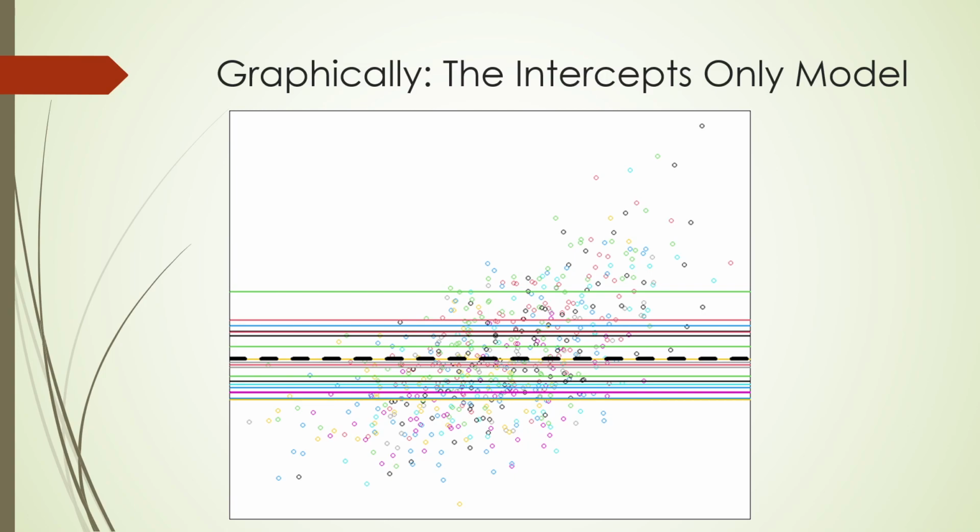The test of variability for U sub 0j asks, is there variance in the different colors? Or are all these colors very closely clustered around the black dotted line? Or do they move sufficiently for it to be worthwhile to account for the differences between company and base salary?